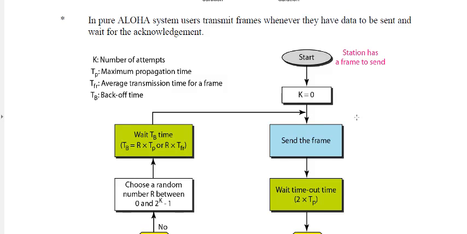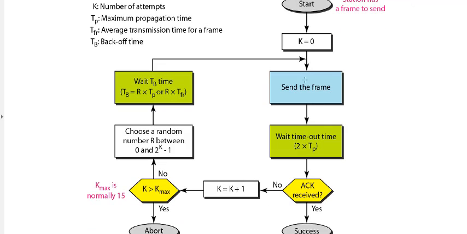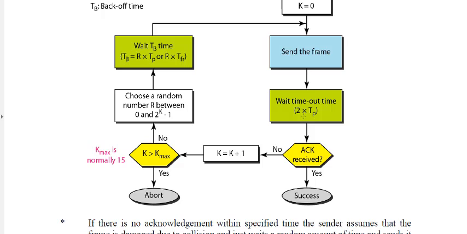The flow chart for this Aloha: the station starts with K equal to one, where K means attempt, the first attempt. It sends the frame, and the waiting time is 2 times TP. TP means propagation time, the time taken by the frame to travel from the source to the destination. Since it should get the acknowledgement, it is 2 times TP: one way the data frame goes, the other way the acknowledgement comes. That is 2 times TP.